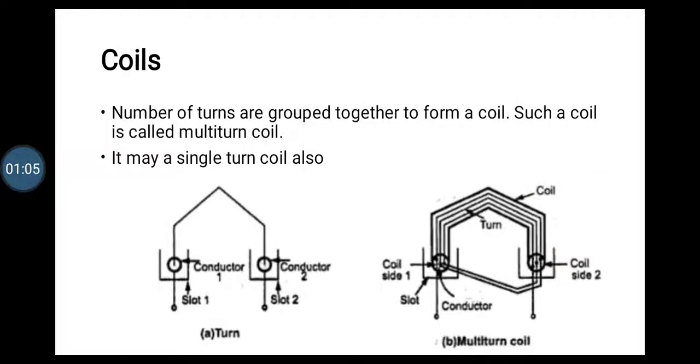Coils. A coil is nothing but a number of turns, that means n number of turns are grouped together to form a coil. So in this case it can be a single-turn coil and also a multi-turn coil. These coils will be placed in the slots.